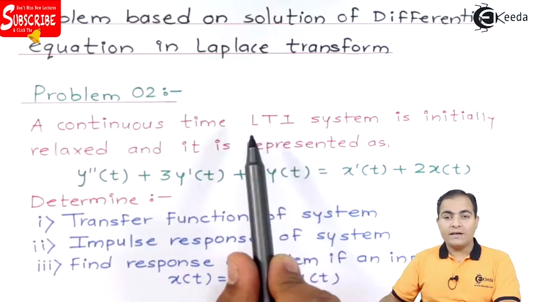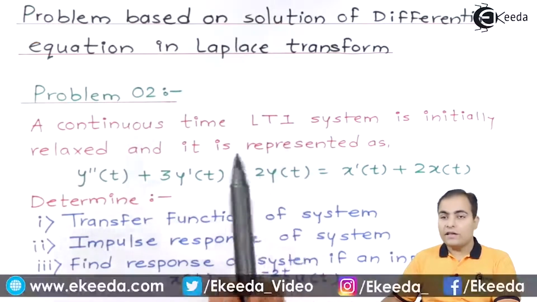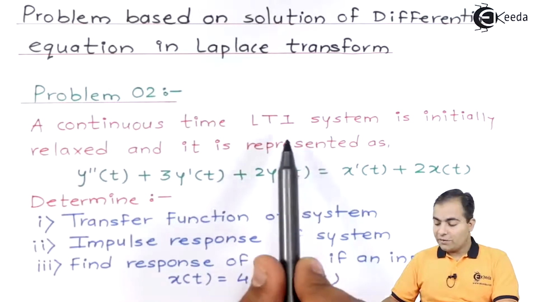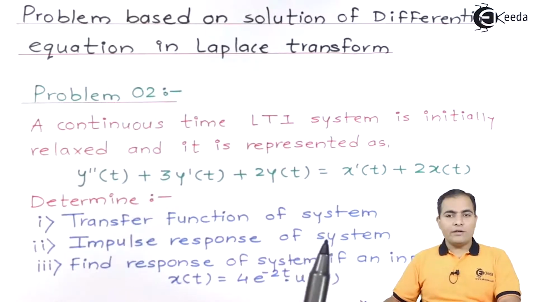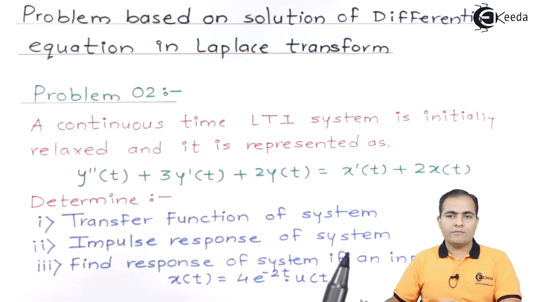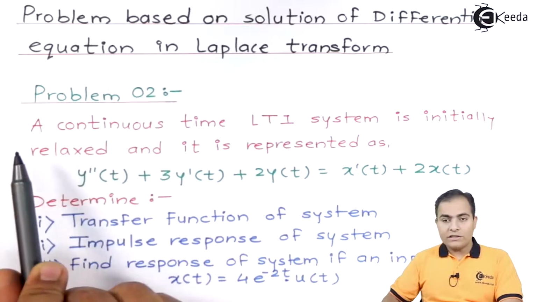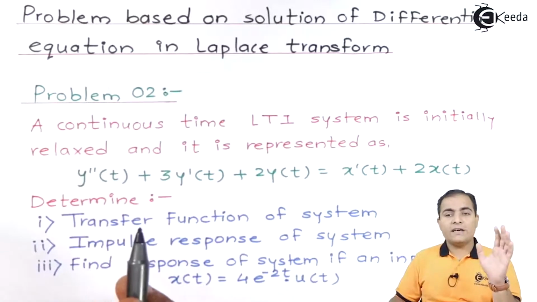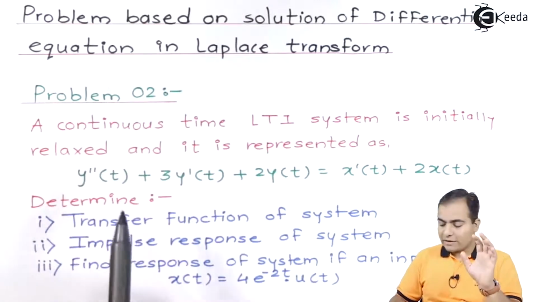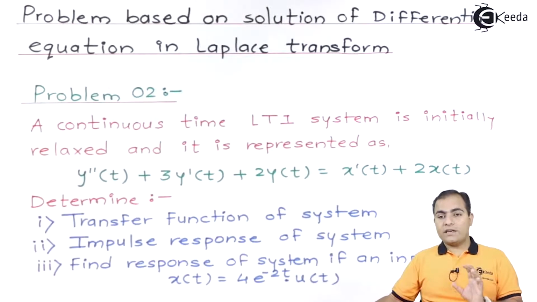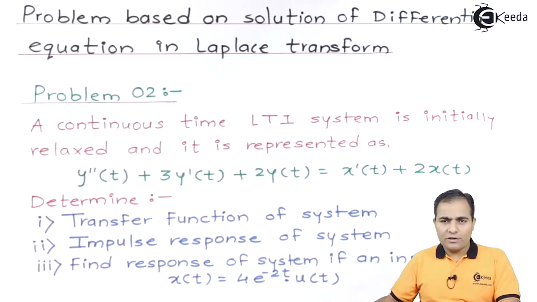Now, what do you mean by LTI? LTI stands for linear time invariant system. Linear means if you change the input, then the output will change accordingly. Time invariant means if you change the time value, the output will not change. The output will come at its perfectly given time. Now, the question is: a continuous time LTI system is initially relaxed. Initially relaxed means all the initial conditions are already given as 0 or considered as 0. That's why it is mentioned initially relaxed, which means all the initial conditions that we are going to calculate, or that may be given in the question, we are going to assume as 0.